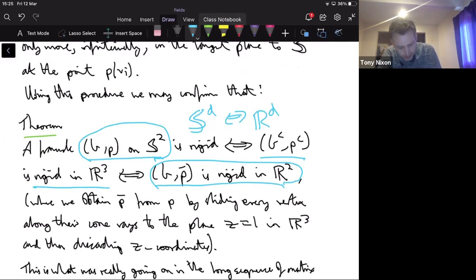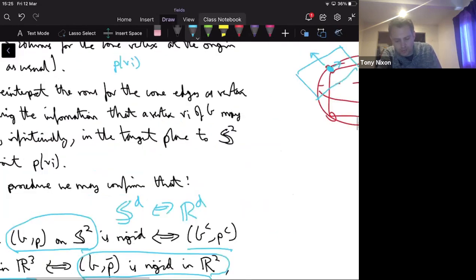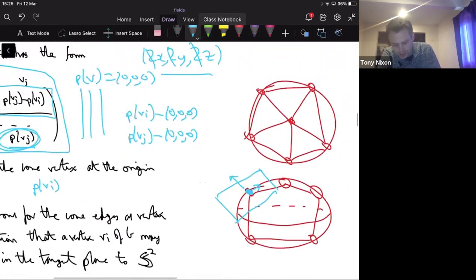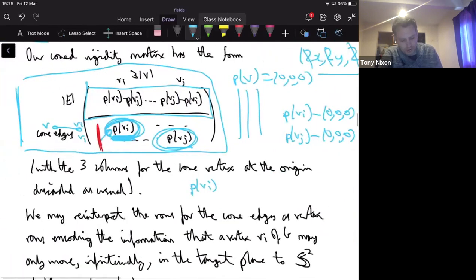So again, I've said here, this P bar is from sliding every vertex to the plane Z equals 1 and discarding Z coordinates. And the P on S2 and the PC are exactly what sort of thing I had here. So this would be P, and then PC is exactly the same. I know I haven't drawn them very well because I've drawn different graphs, or maybe I've just drawn it badly. That this vertex and this vertex are the same in PC and P. The difference is only that PC adds the cone vertex. Okay.